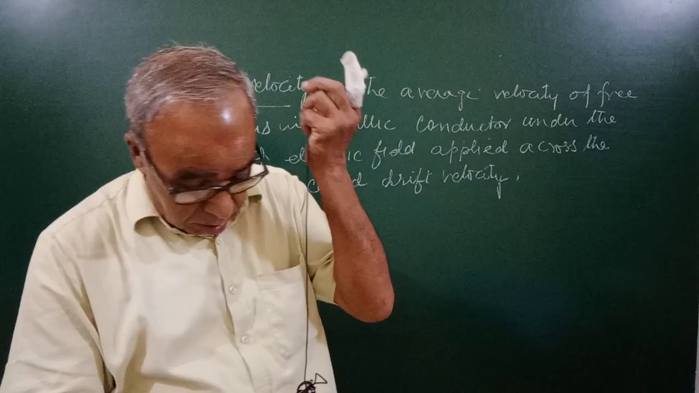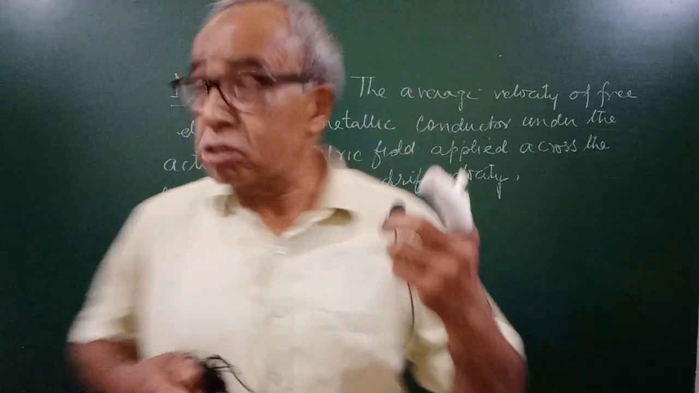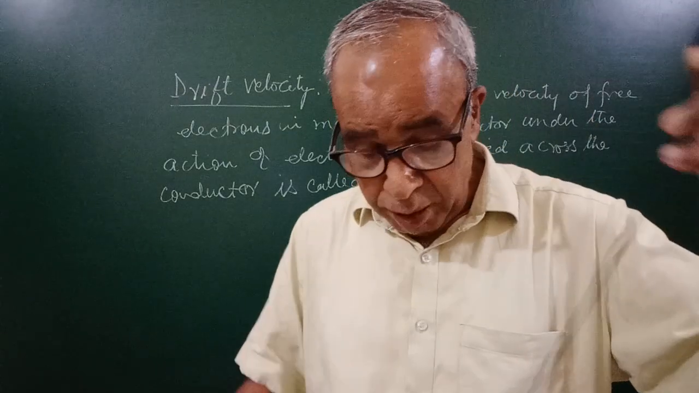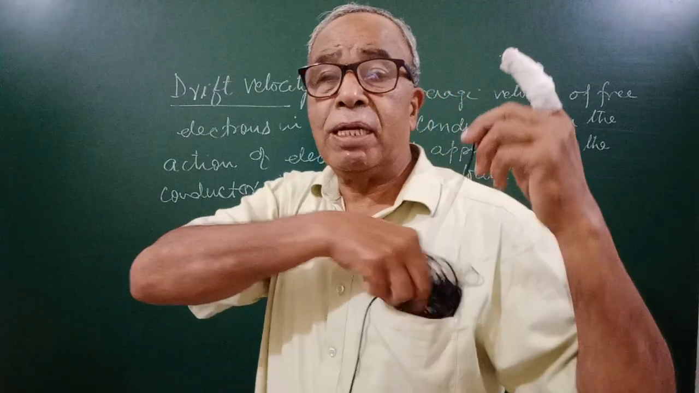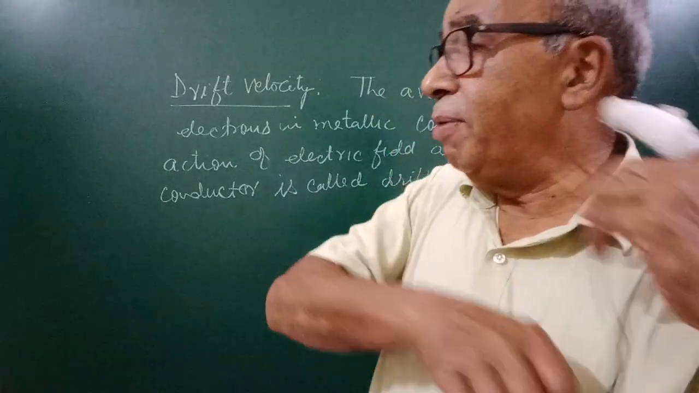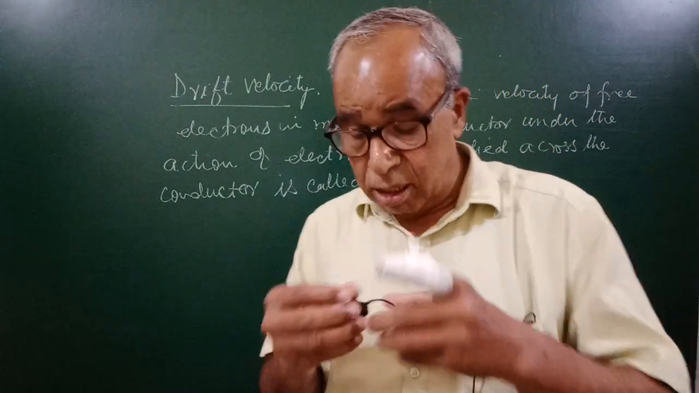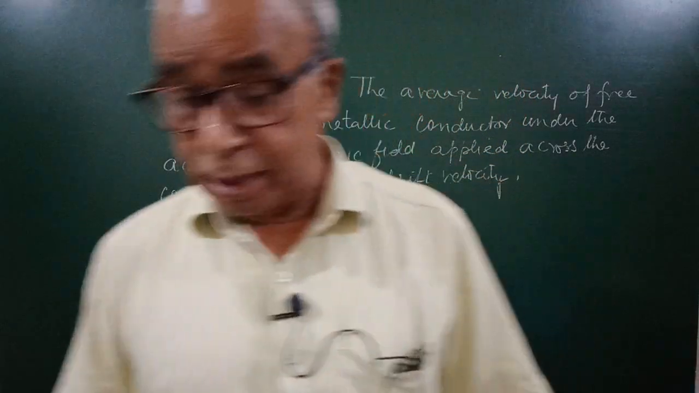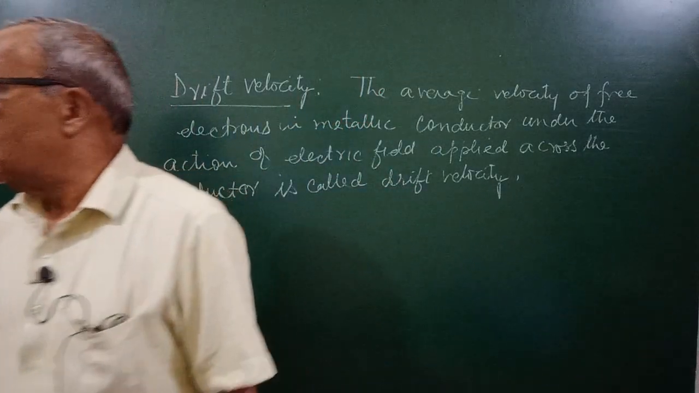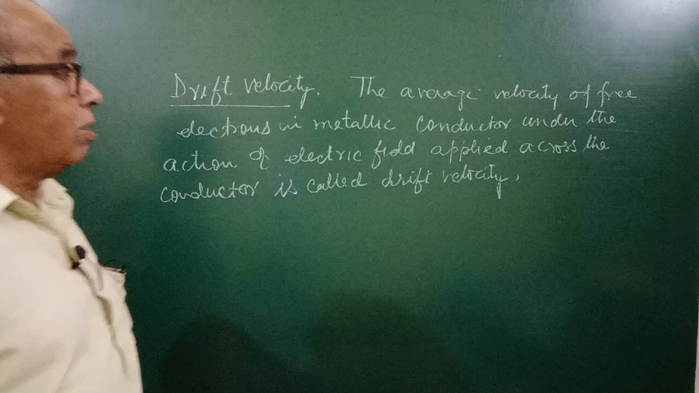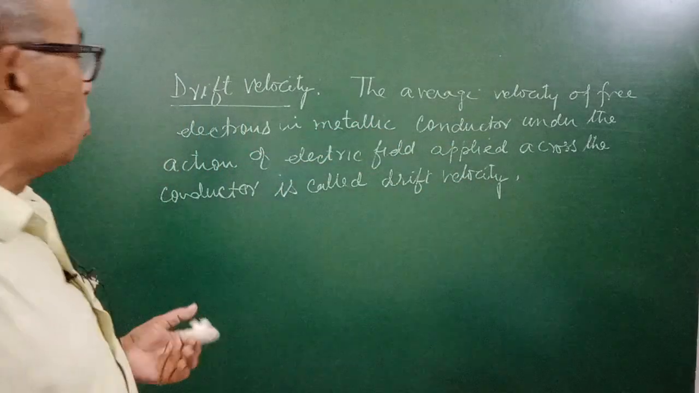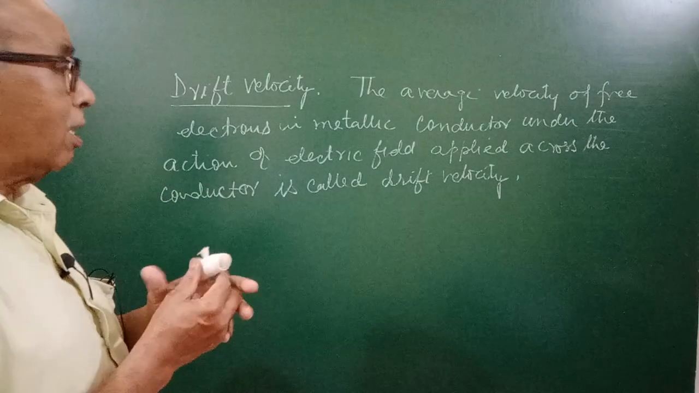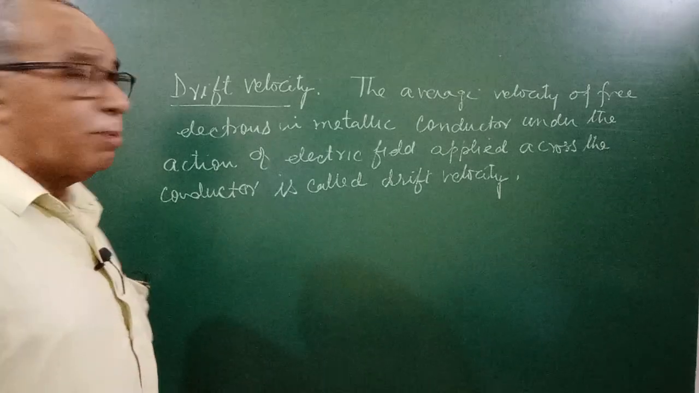The heading is here, drift velocity of electrons. I have written the simple definition first, and I will explain the concept of drift velocity later, because in exams the question comes like that: what is drift velocity? Drift velocity, in the case of a metallic conductor, is the average velocity of free electrons in a metallic conductor under the action of an electric field applied across the conductor.